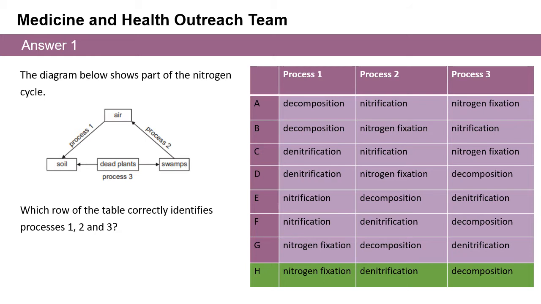So, the answer for question 1 is H. This is because process 1 is the removal of nitrogen gas from the air into the soil, and this is known as nitrogen fixation. You should also know that the release of nitrogen back into the air, which is process 2, is denitrification. Finally, the breakdown of nitrogen-rich dead plant material is decomposition or decay.